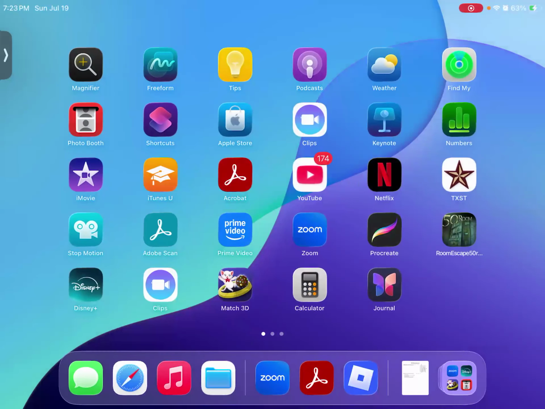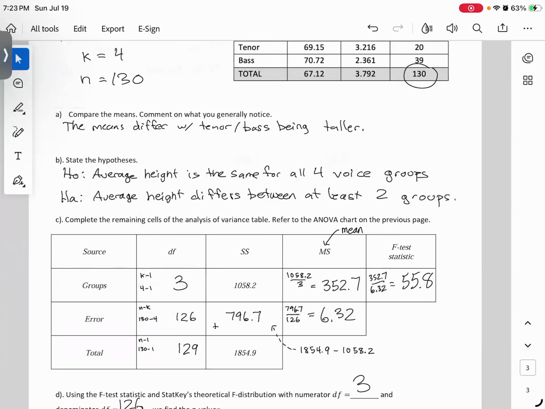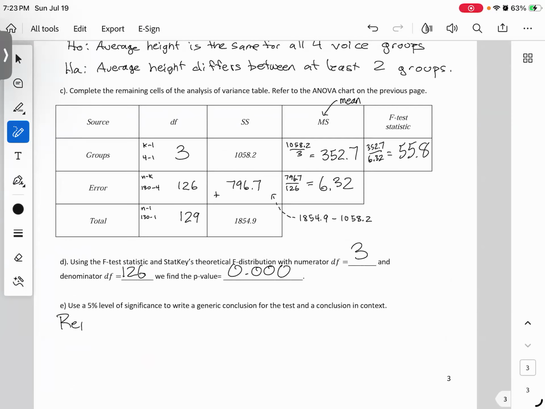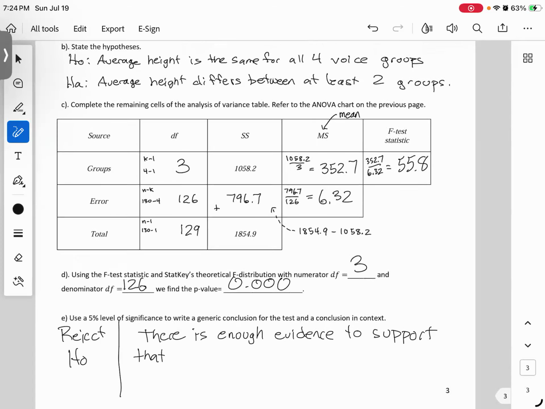And just make sure that when you do this on your homework, you attach that p-value of 0, so we can reject the null hypothesis and say that there is enough evidence, or you could say strong evidence since the p-value is so small, to support the alternative that the average height differs between at least 2 voice groups.